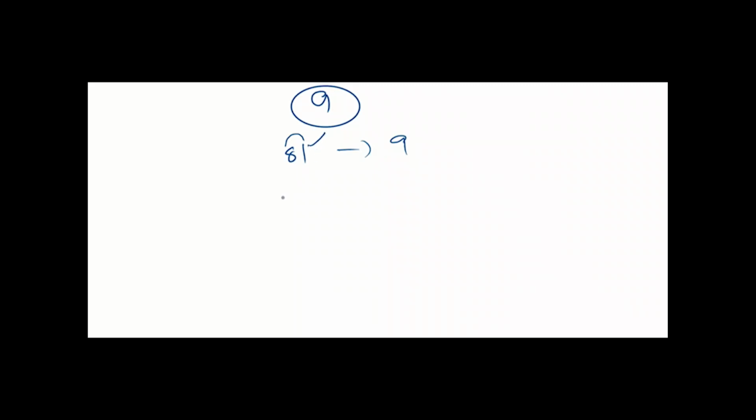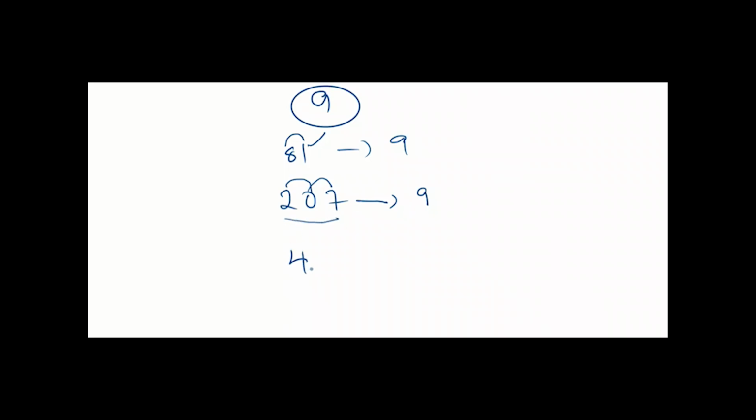So if you have 207, you want to check if this is divisible by 9. You have to add all the digits together. 2 add 0 is 2. 2 add 7 is 9. So this will give you 9 here. Is 9 divisible by 9? Yes, that means 207 is divisible by 9.